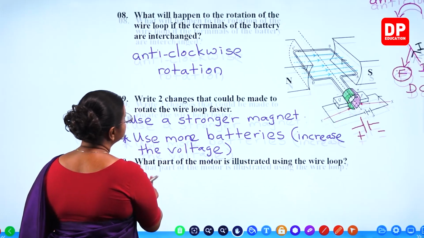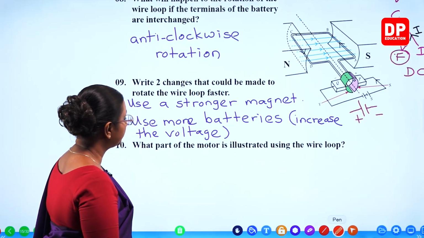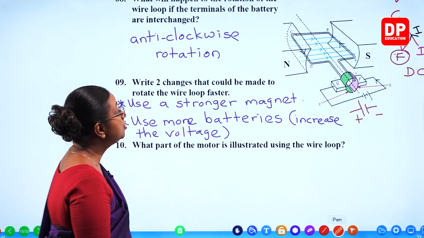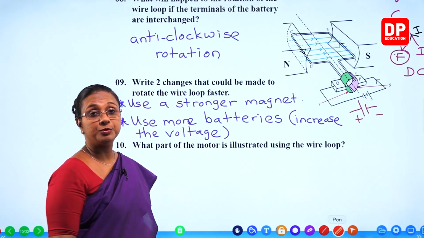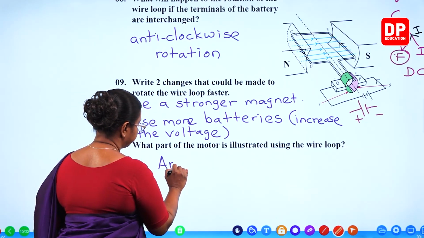Then 10th one, what part of the motor is illustrated using the wire loop? What part of the motor? It is the armature. Armature.